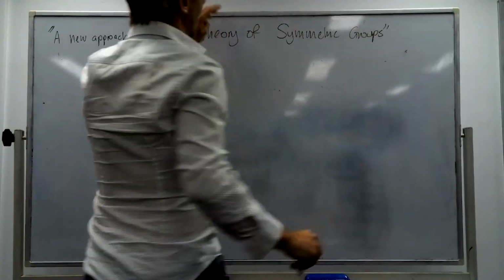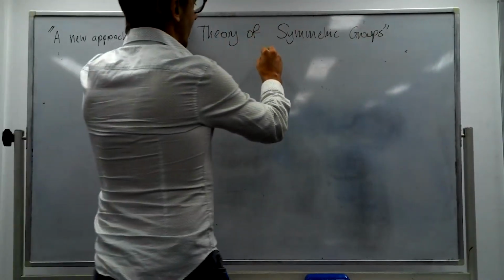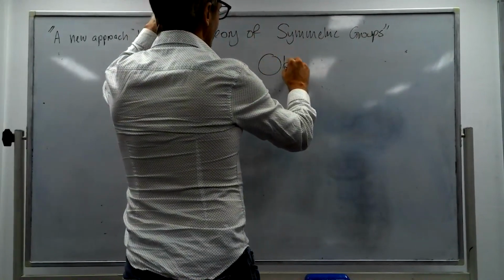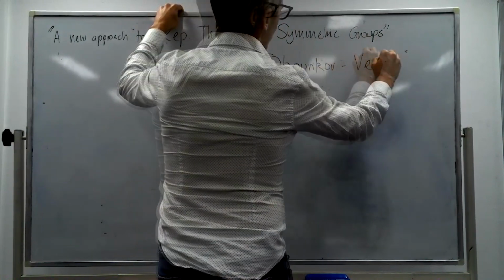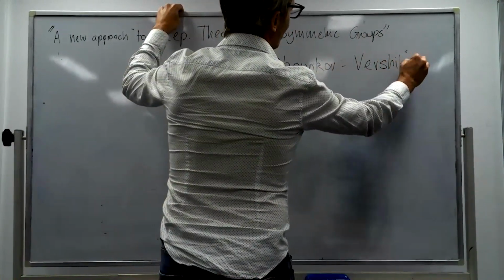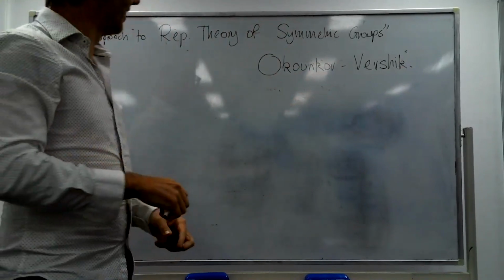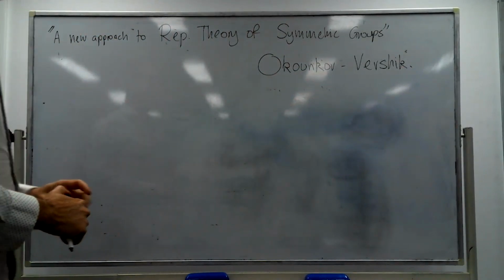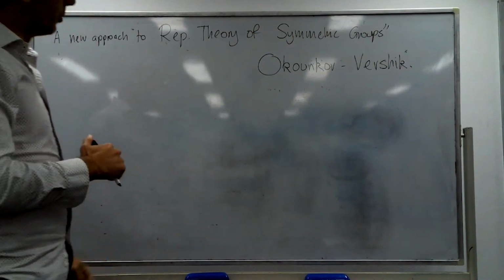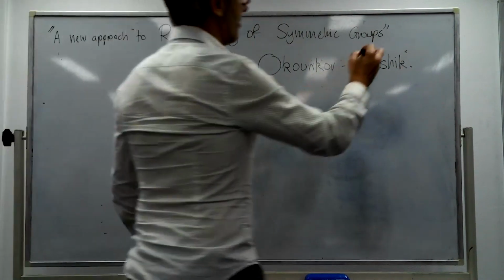So there's this really beautiful paper called A New Approach to the Representation Theory of Symmetric Groups. There's two versions of this paper, and it's by Okounkov and Vershik. In one version it's Okounkov-Vershik, in the other version it's Vershik-Okounkov, so I'm not sure which order the authors should be in. It's a very remarkable and beautiful paper from 1996.